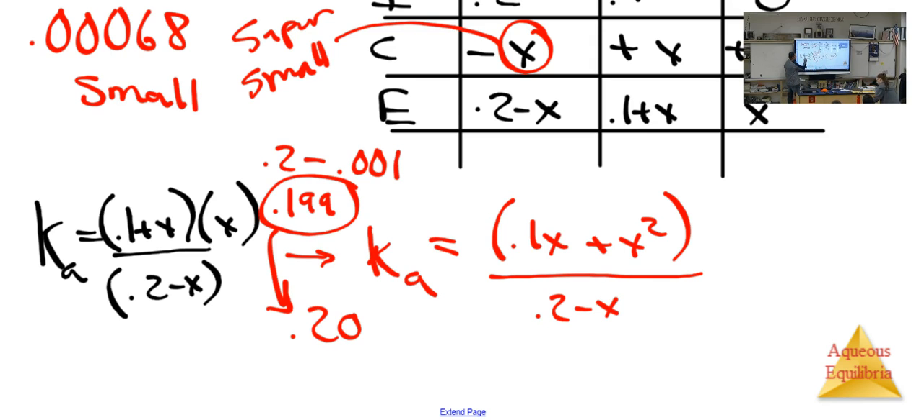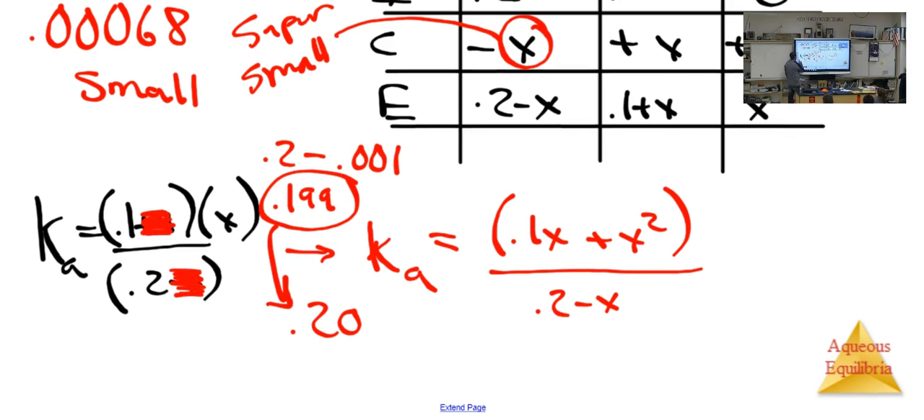Yes. Subtracting a really small number is meaningless, so I'm going to get rid of that. And look, subtracting a small number, what did I just say? Very not worth it. It's meaningless. So now my Ka is much simpler. Ka is equal to 0.1x over 0.2. That seems a lot easier.